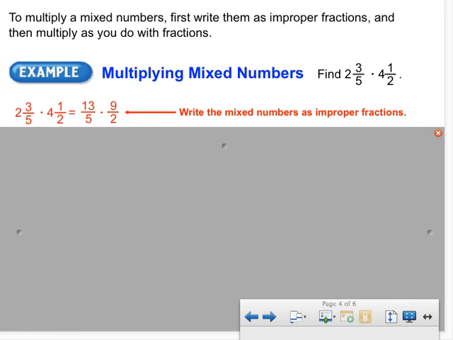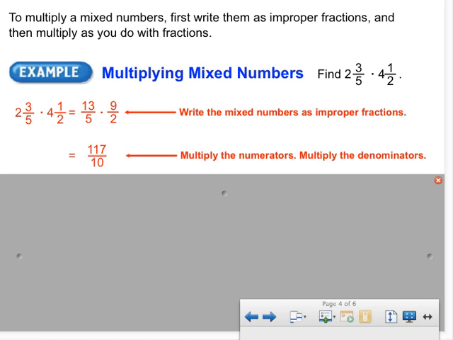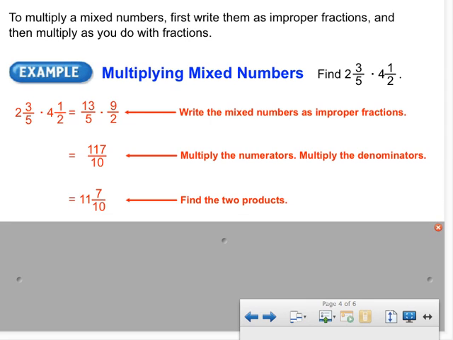So then we multiply, and 13 times 9 is 117. And 5 times 2 equals 10. Okay. Are we done? No. What's my final answer? 11 and 7 tenths. So we did the division. We saw we had a remainder of 7. 11 wholes and 7 parts of 10.